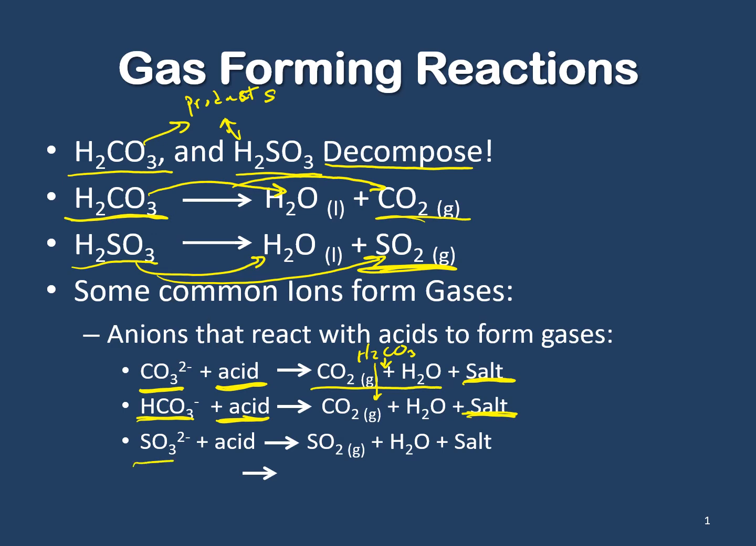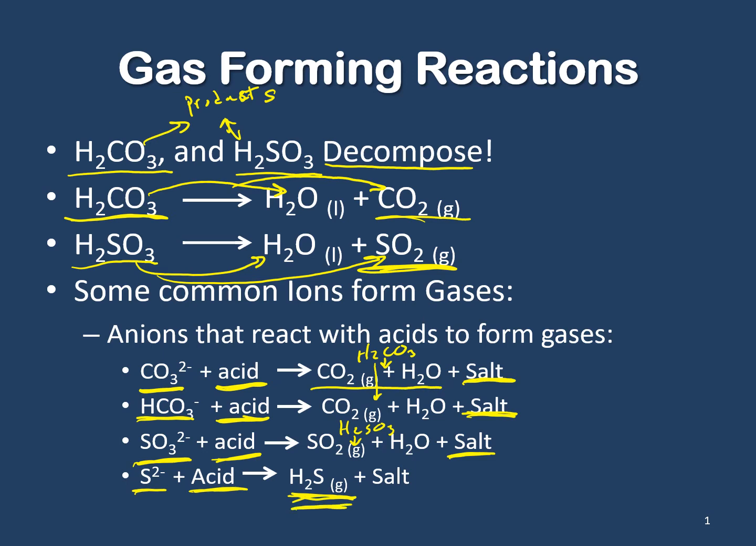If we react sulfite with any acid, we're going to form H2SO3, which will instantaneously break down into SO2 and H2O. And then in addition, we'll also make some ionic compound. The final gas that you need to be made aware of is H2S. So if we react sulfide, S2-, with an acid, we're going to form H2S.